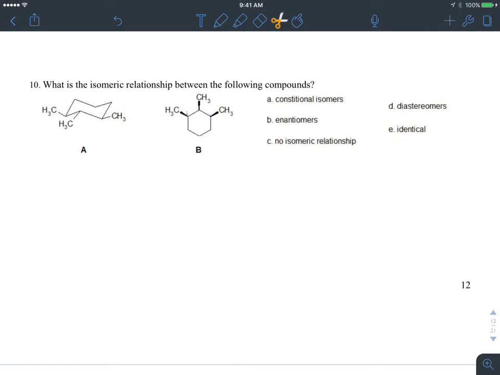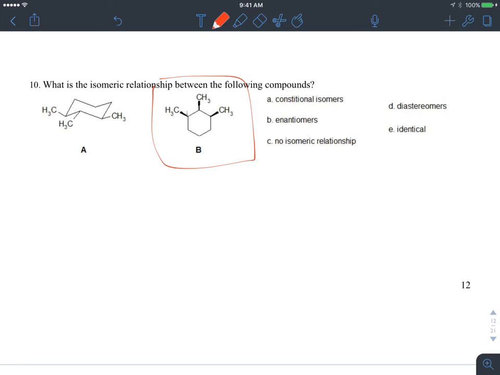Alright guys, so question 10 is asking what is the isomeric relationship between the following compounds? And so what we're going to want to do for this is we're going to want to either figure out the configurations, that is RS, for each compound and relate them, or an easier way of attacking this problem is that we're going to figure out the cis or trans relationship of both compounds and then compare them to one another.